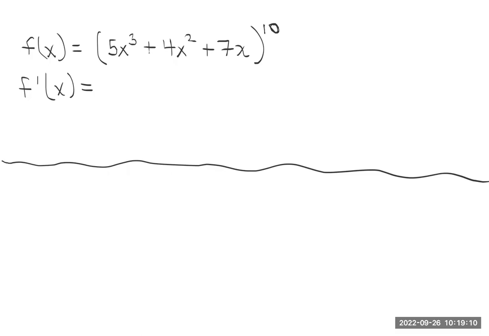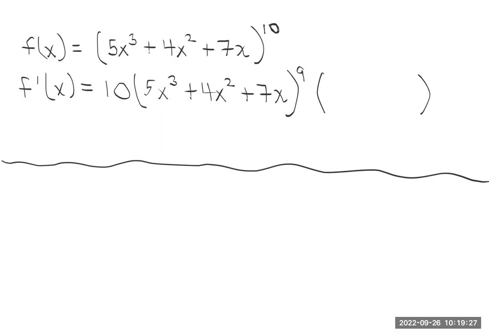Okay, so what's down in front? 10. And then you have 5x cubed plus 4x squared plus 7x now to the 9th, all multiplied by the derivative of what's inside: 15x squared plus 8x plus 7. That's the derivative.